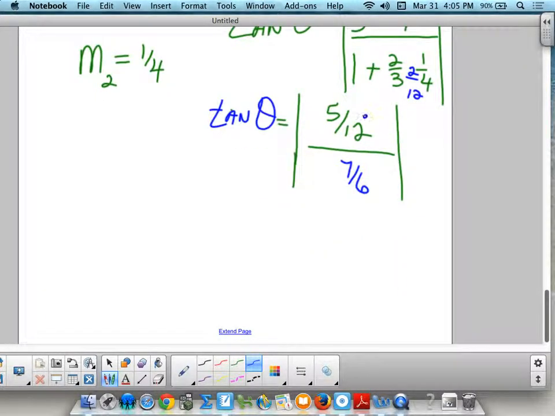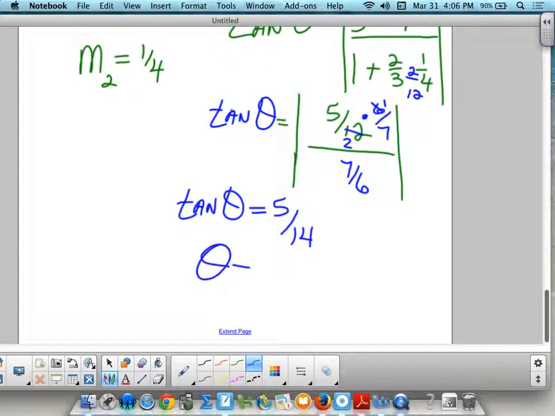You're going to multiply this by 6/7. That gives me 1. That gives me 2. I get 5/14. Absolute value of 5/14 is 5/14. Tangent of theta equals 5/14. Inverse tangent of 5/14 is 19.7 degrees. And there it is.